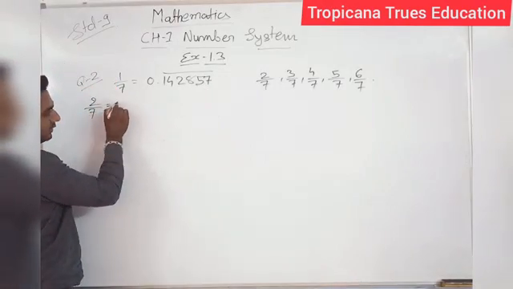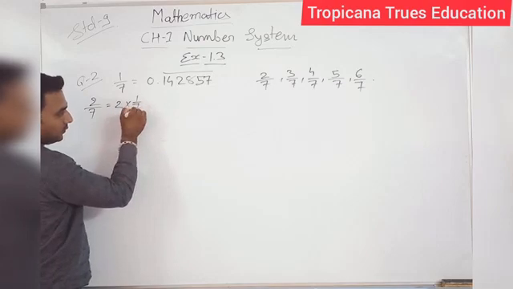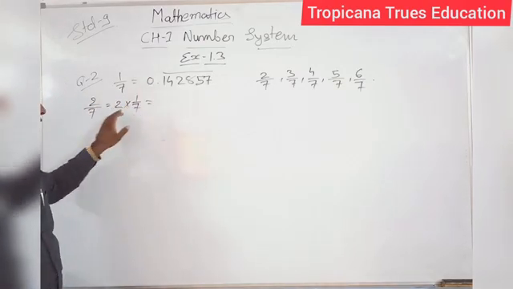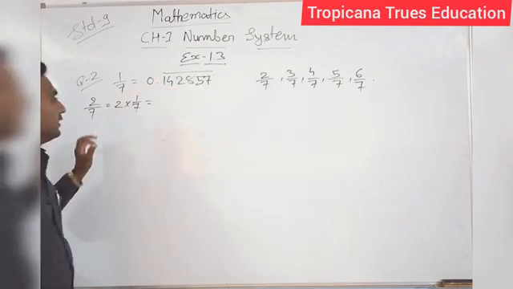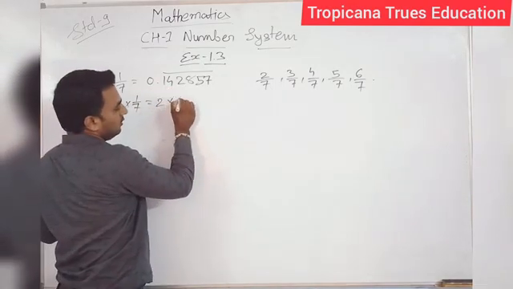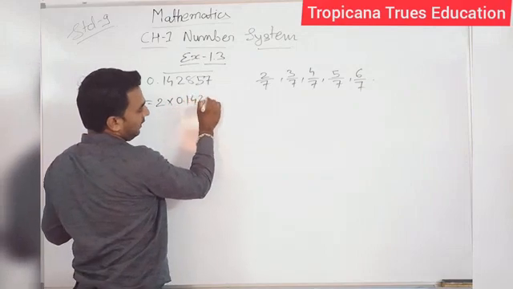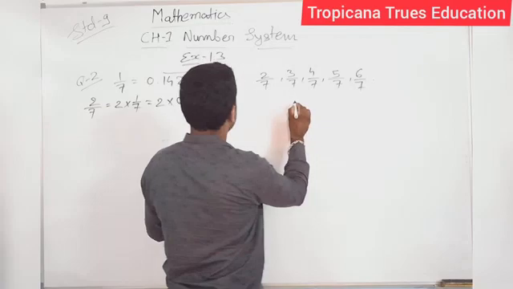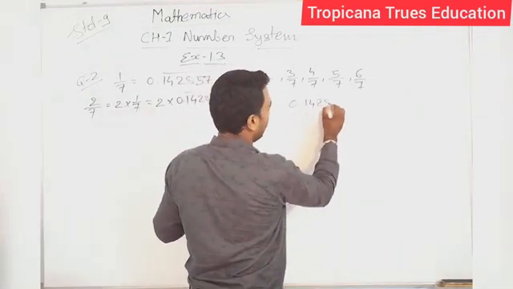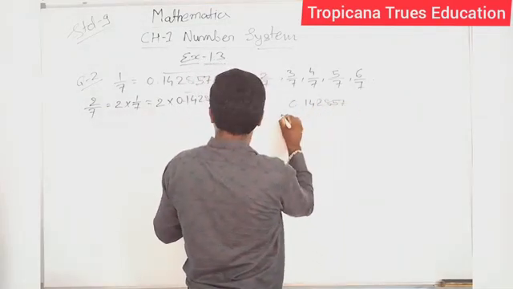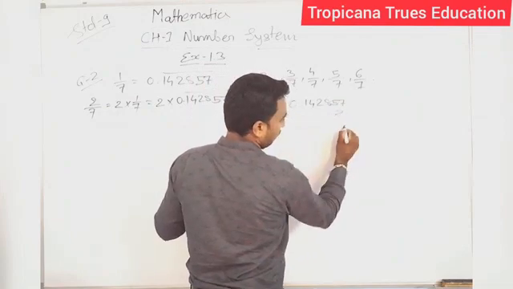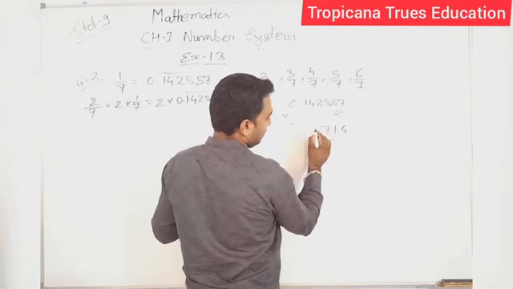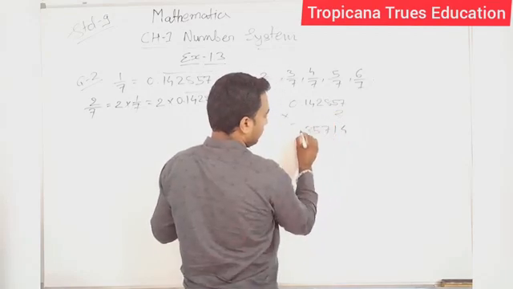We know that it is written this way. So that's why we know that 1/7 is equal to this one, and we multiply this number by 2 only. So this 142857. Now we have to multiply this number. 142857 multiplied by 2.